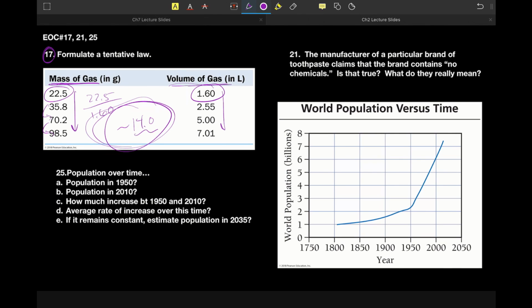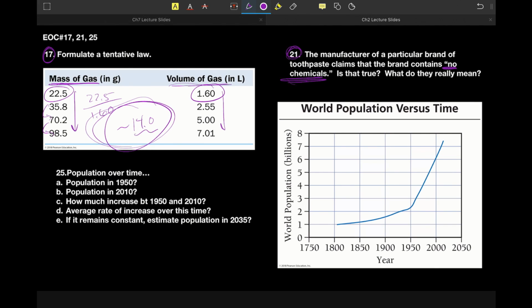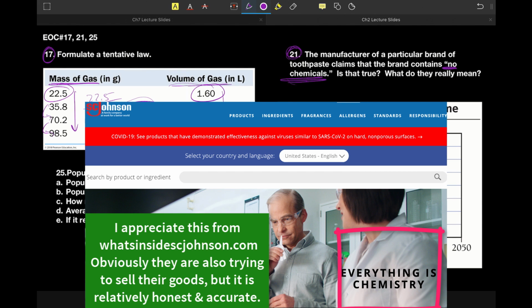Moving on to number 21. 21 says that the manufacturer of a particular brand of toothpaste claims that the brand contains no chemicals. And I'm sure that if you think about the advertising that you've seen over the course of your lifetime, you have also seen the exact same wording on something free of chemicals. Is that true? No. That cannot be true. It cannot be free of chemicals because chemicals are anything that's made of atoms. And so what is it that they are really trying to convey to a general population when they say no chemicals in our product?